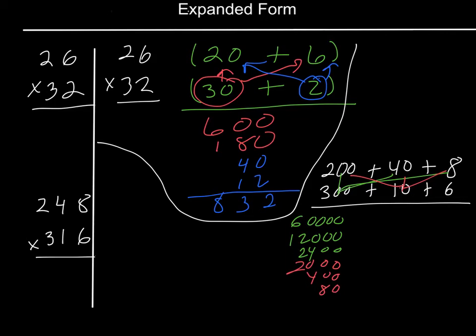And the last one I'm going to do over here on the side, I'm sure you can see how it's working. 6 times 200 is 1200. 6 times 4 is 240. And then 6 times 8 is 48. And then you add all those together and you would get your answer.